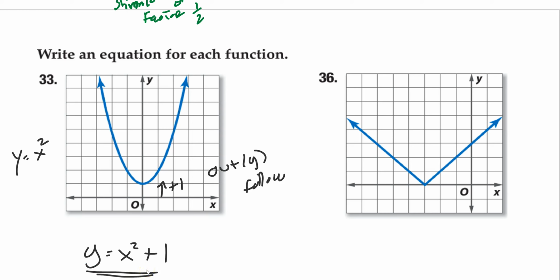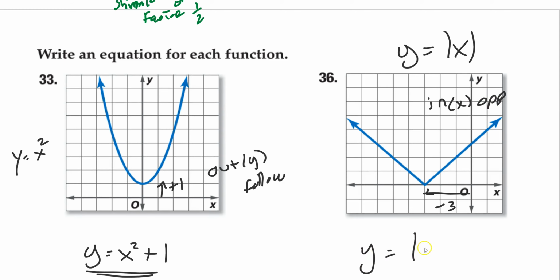Over here, this is an absolute value graph, so it's something like this. But in this case, we're moving it left 3. 1, 2, 3. Yeah, -3. Left 3. Now, when we move left and right, that goes on the inside. Inside x opposite. So we're going to put it inside. Also, we have to make it the opposite. So instead of a -3, we have to put +3 here. And that's what it looks like.